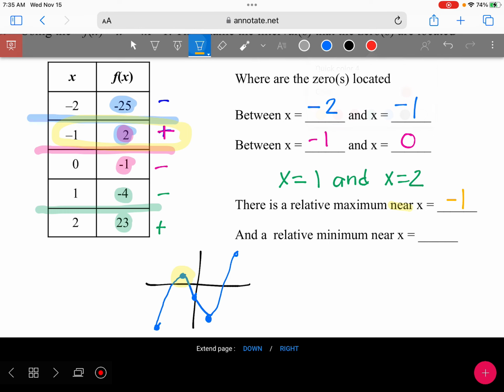And we have a minimum near where? Where's our other one? Well, we had a maximum near -1, so I can't have a minimum there too. Where's our minimum? 1.